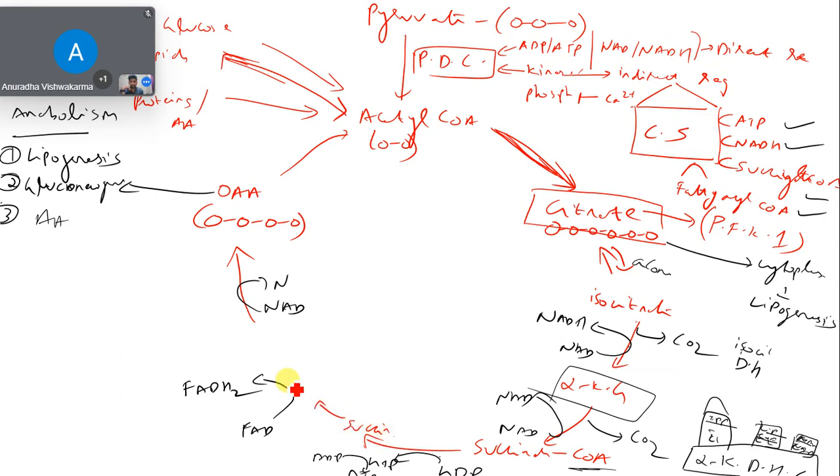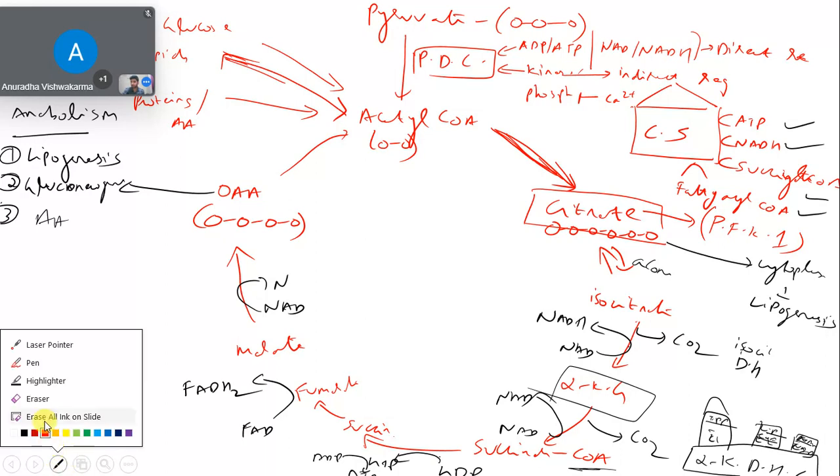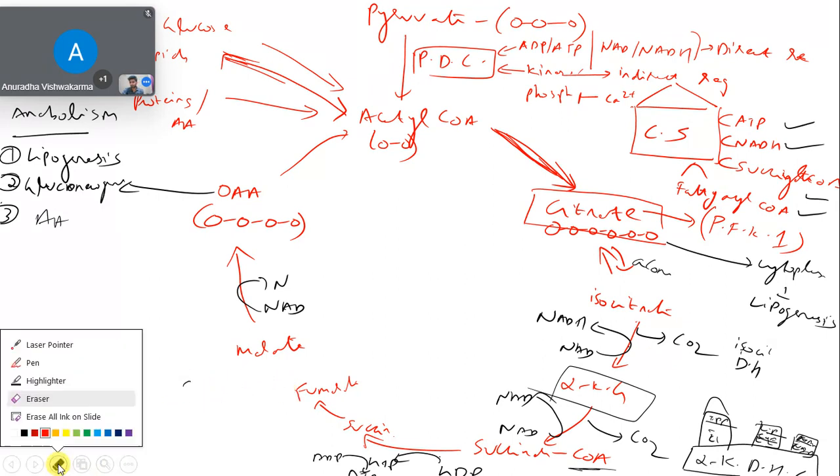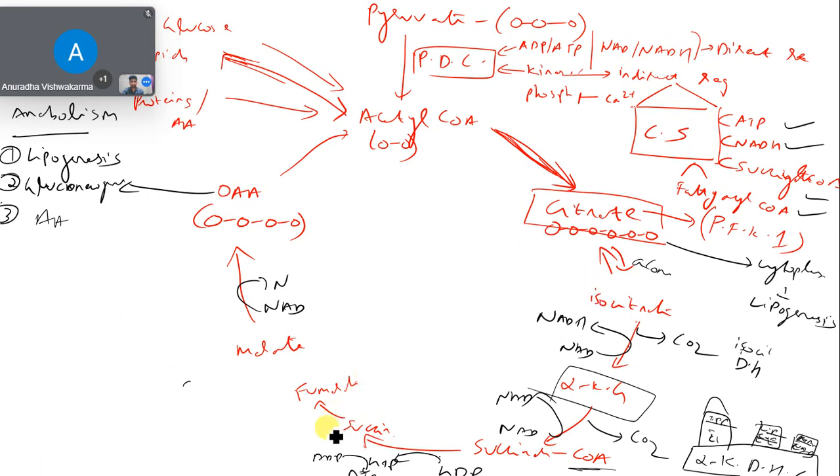Succinate to fumarate, malate. So from succinate it was... okay, this, right? Then succinate to... okay. So in the conversion of succinate to fumarate, FAD is reduced. Yes, sir. And NADH is formed here at this place, right? Yes, yes, sir.